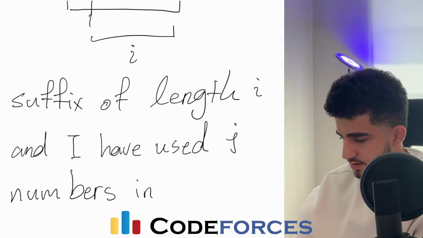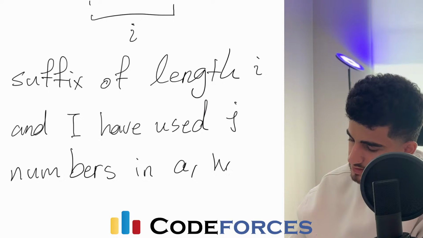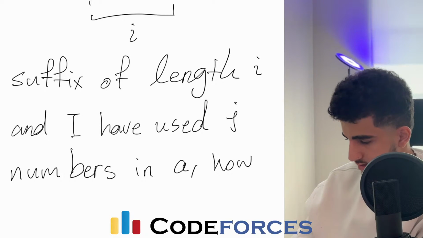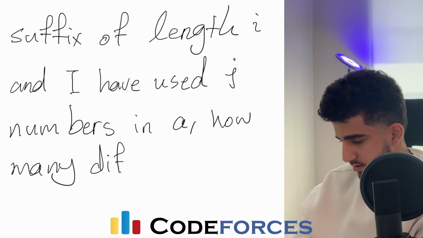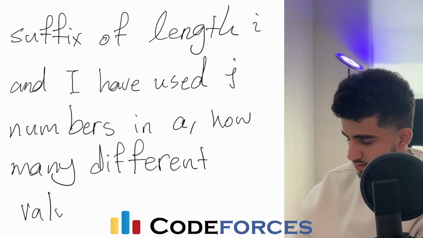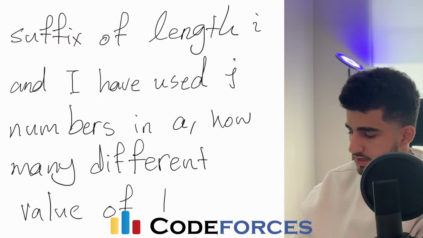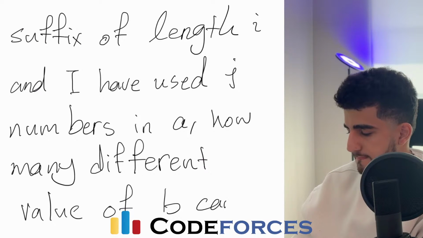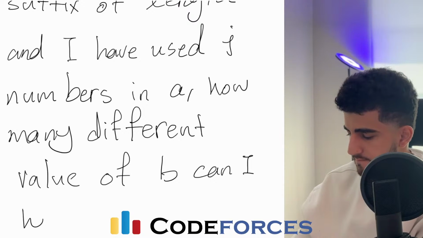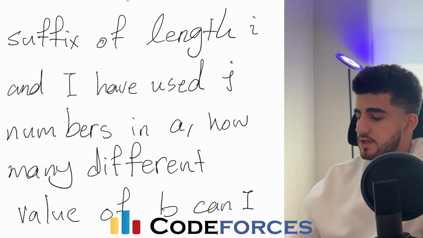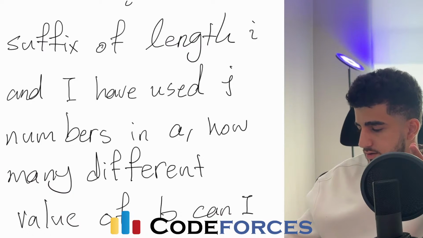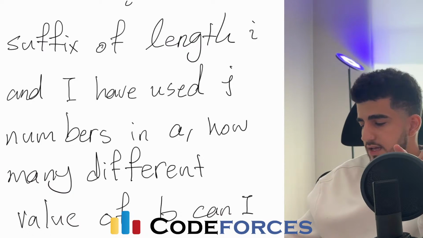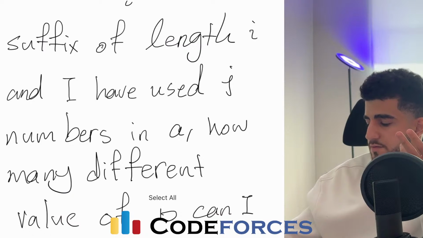how many different B's can I have? How many different values of B can I have? Okay, so suffix of length i, and I have used j numbers in A. How many different values of B can I have?